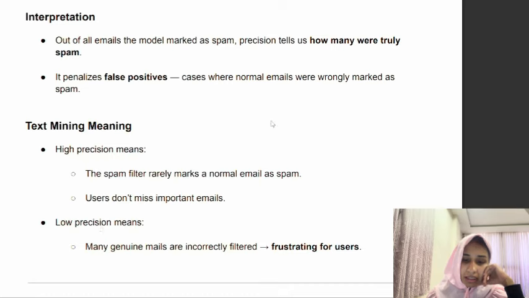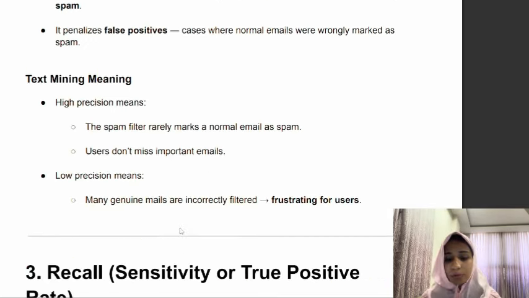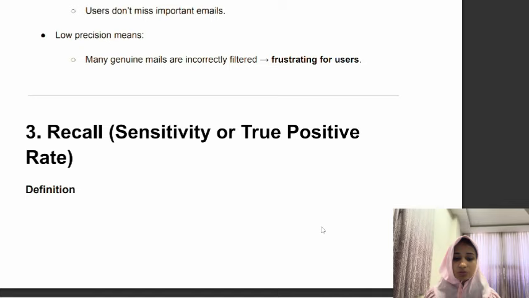Text mining meaning: high precision means the spam filter rarely marks a normal email as spam. Users don't miss important emails. And low precision means many genuine mails are incorrectly filtered, frustrating for users.